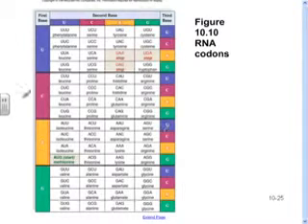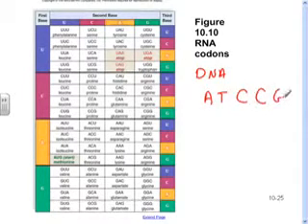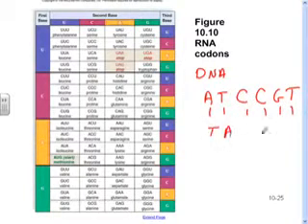And this is our codon chart, how we would read that. Now let's just say I gave you the DNA strand here. What if the DNA strand was A, T, C, C, G, T? And I asked you to give me the other side of the DNA strand. The other side of the DNA strand would be T, A, G, G, C, A.